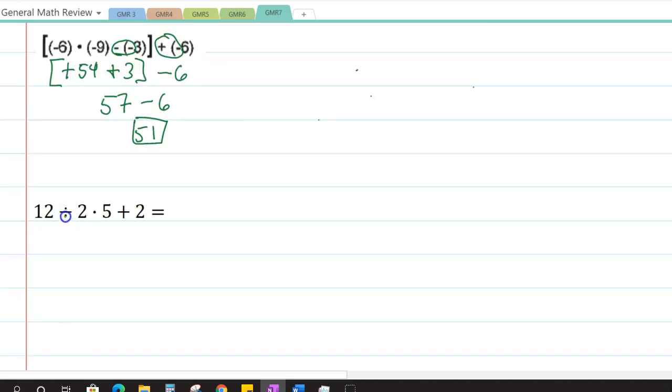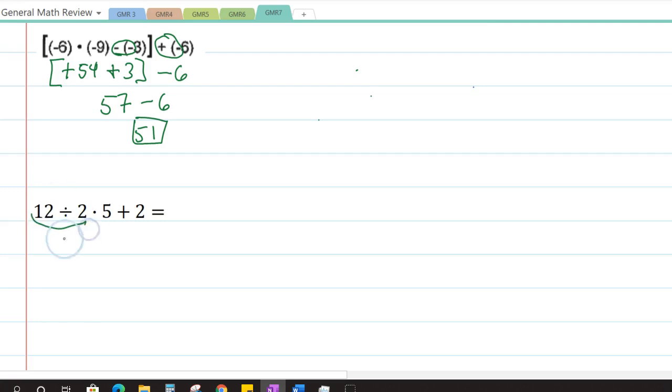In this problem, we have both multiplication and division. Remember, multiplication and division are on equal lines. You simply go from left to right. If I was to multiply first, I would get the problem wrong. I need to do the division first.